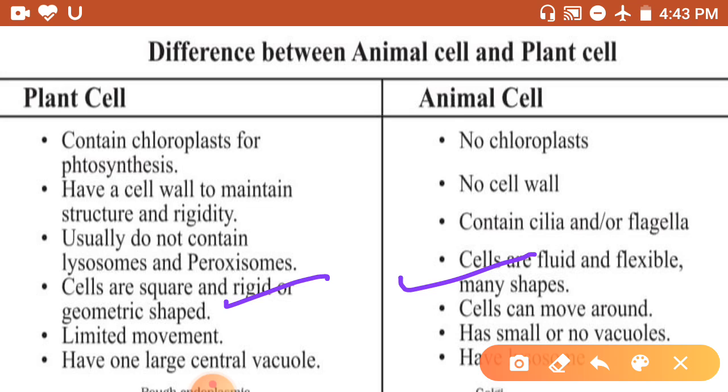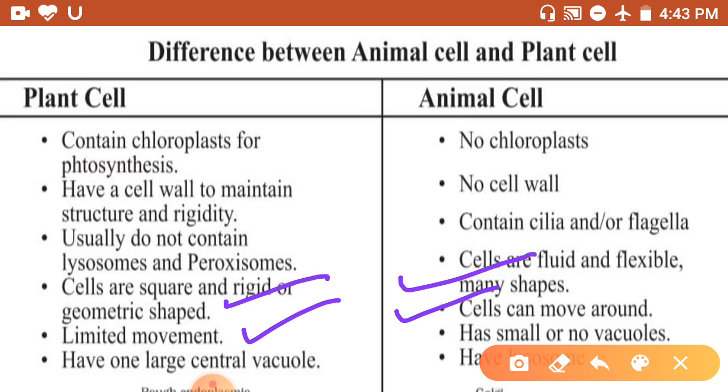In a plant cell there is limited movement, because their functions are very few. But animal cells can move more, so they have different movement. Animal cells are small and can move around.